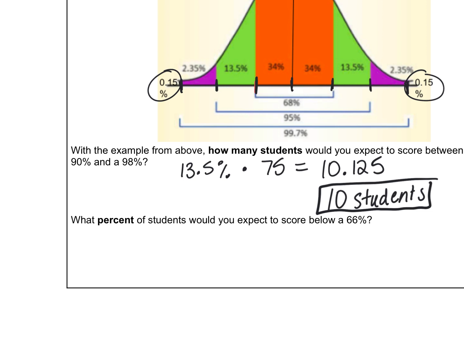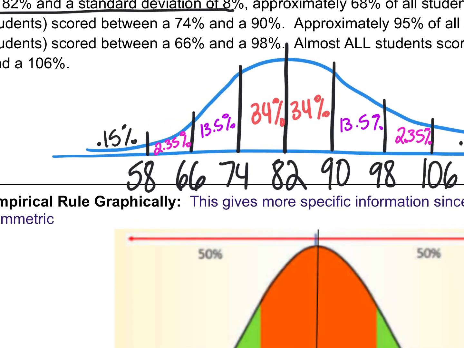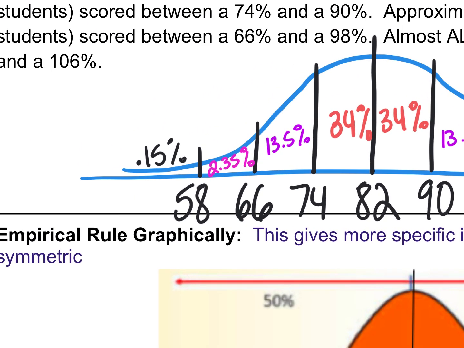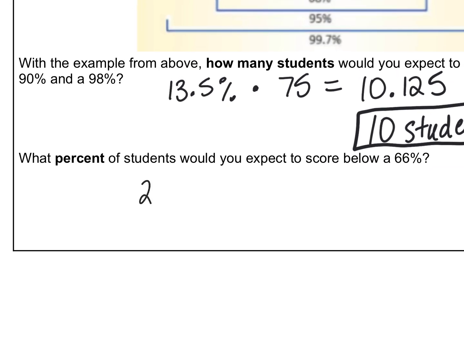What percent of students would you expect to score below a 66? Well, let's go up here. What do we think here? 0.15. 2.35. So below a 66 is going to be these two percentages, right? Can't we just add those up? 0.15 plus 2.35? What would that be? 2.5. There you go. And we can leave it as a percent because it didn't ask me for students, it just asked me for percent.